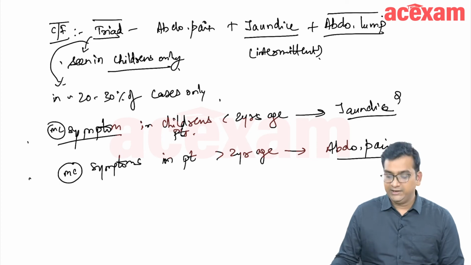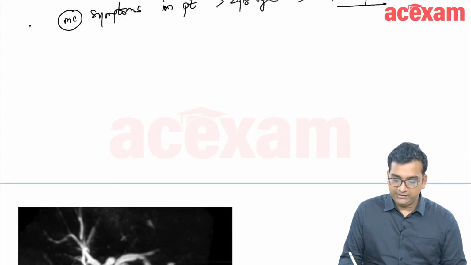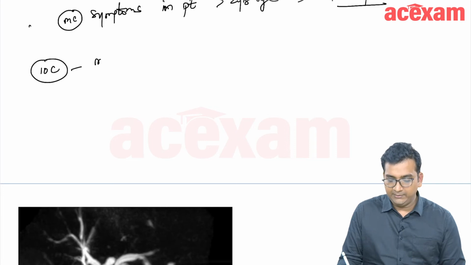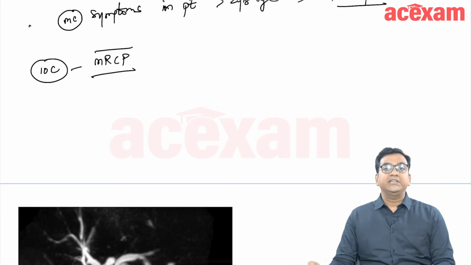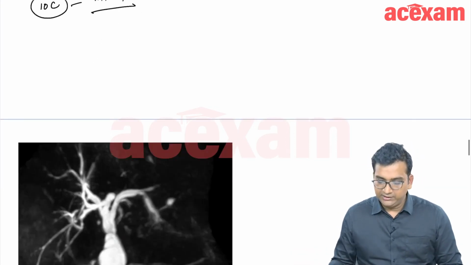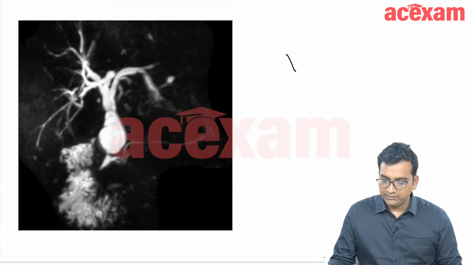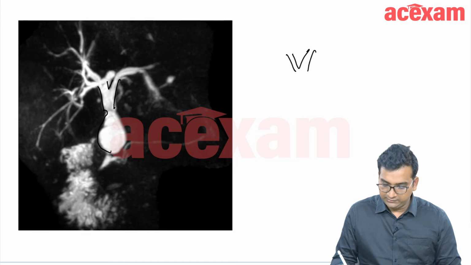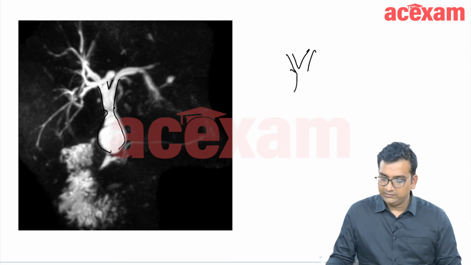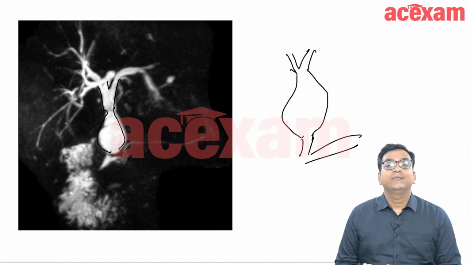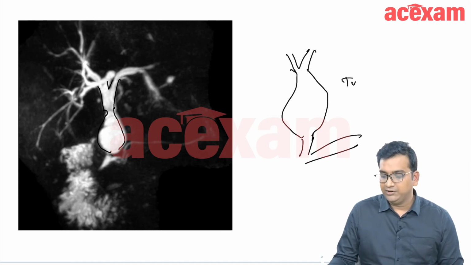Now, how to investigate? I've told you, the investigation of choice is MRCP. How will the choledochal cyst look on MRCP? This is the classical picture of a choledochal cyst. You can see this is the bile duct. There is a cystic dilatation here, then there is narrowing, and there is a pancreatic duct joining. So this is basically a type 1 choledochal cyst.